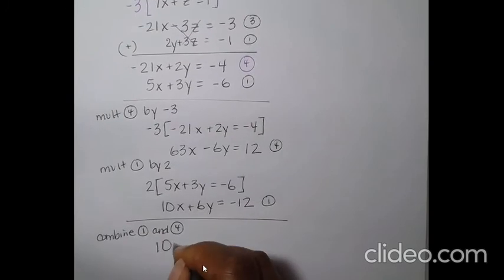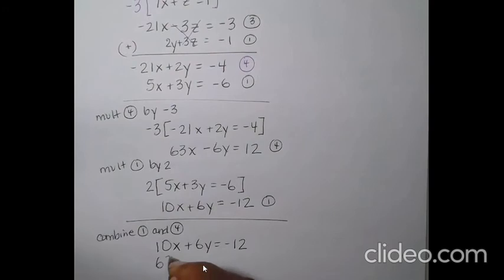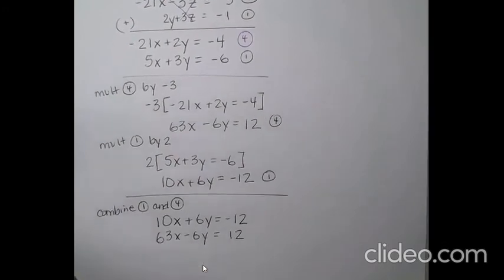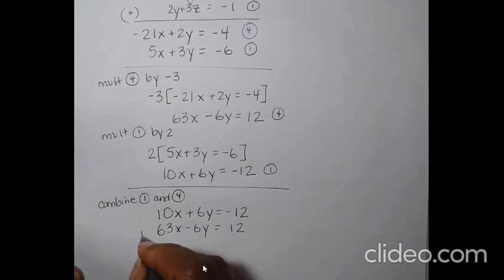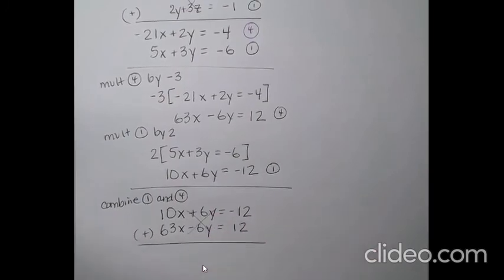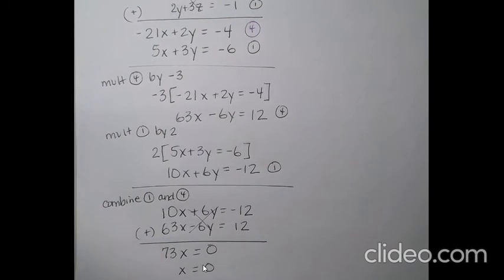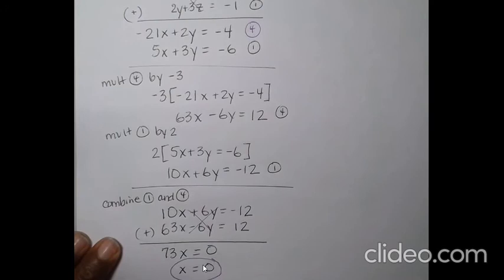Okay, so we've got 10x plus 6y equals negative 12. And equation 4 is 63x minus 6y equals positive 12. We're combining these by adding. Well, the plus 6y minus 6y, these now cancel each other out. And we have 73x equals negative 12 plus 12 is 0. So x equals 0. Now we have one value that we can work with. X equals 0.